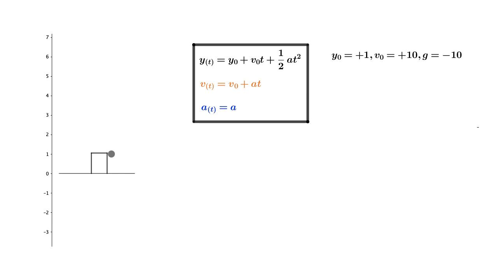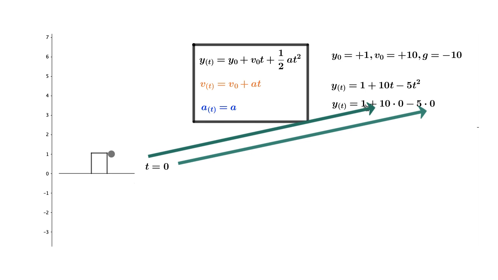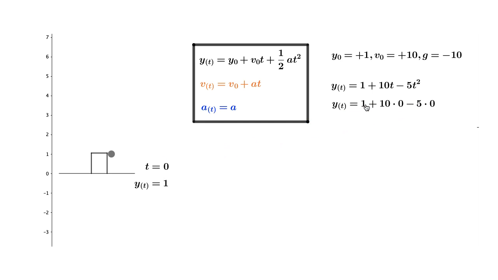In our example, our equation would look like this. y(t) equals 1 plus 10 times t minus 5 times t squared, where the 5 comes from 1/2 times -10. We can plug in different values of t and see how the position changes. Our initial time is usually taken to be t equals 0. If we write t equals 0 and plug that into our equation, then we have 1 plus 10 times 0 minus 5 times 0 squared, which is just 1. And indeed, the initial position of our object is 1 meter above our reference point.